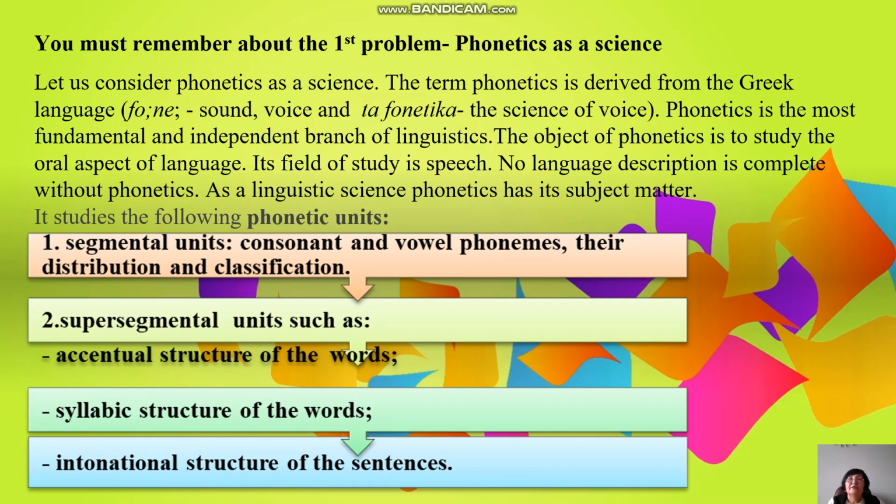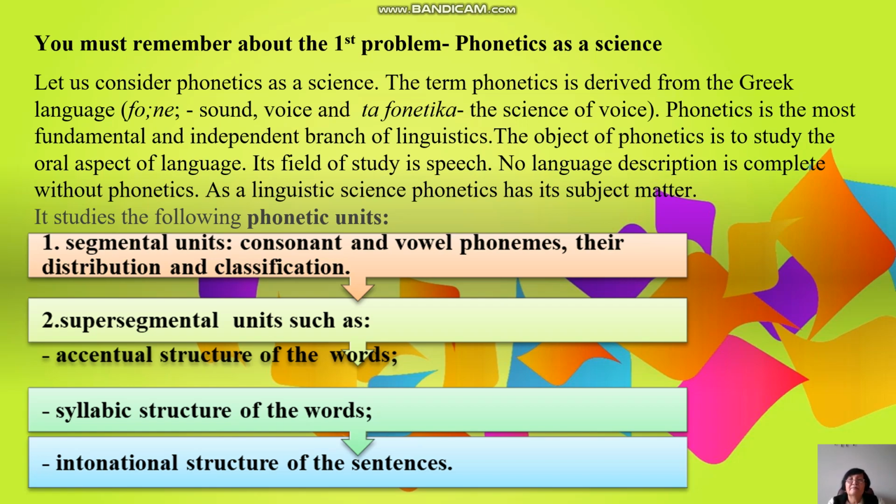Now, dear friends, you must remember the first problem, phonetics as a science. Let us consider phonetics as a science. The term phonetics is derived from the Greek language: phone, sound, voice, and ta phonetica, the science of voice.